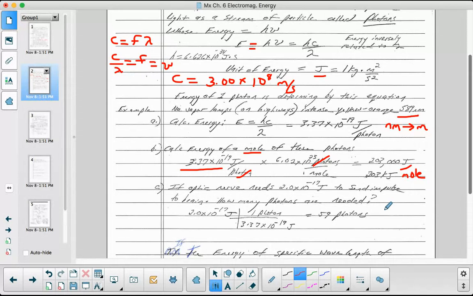So then we're going to take this one step further, and we're going to say, what if the optic nerve needs 2 times 10 to the negative 17th joules to send an impulse to the brain? How many photons are needed?